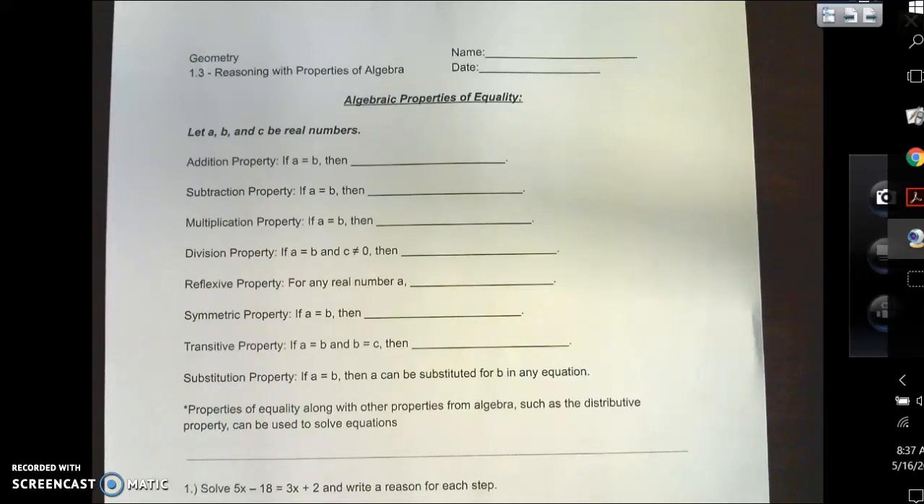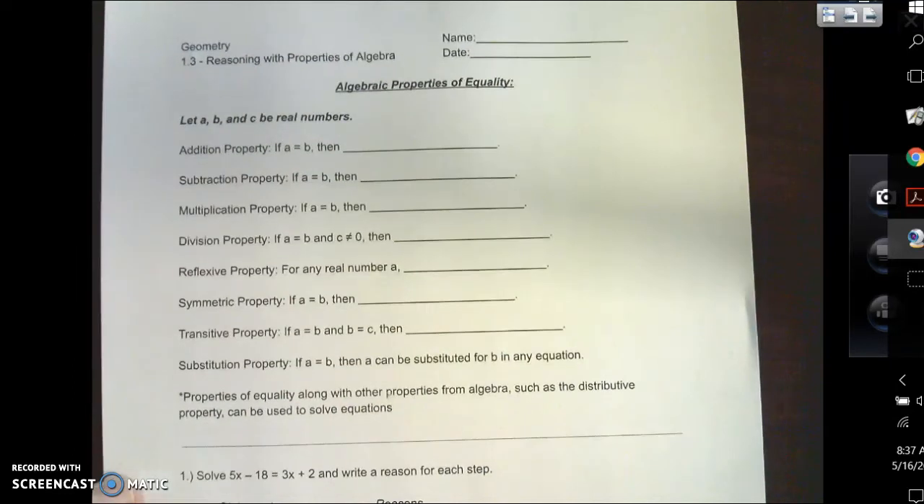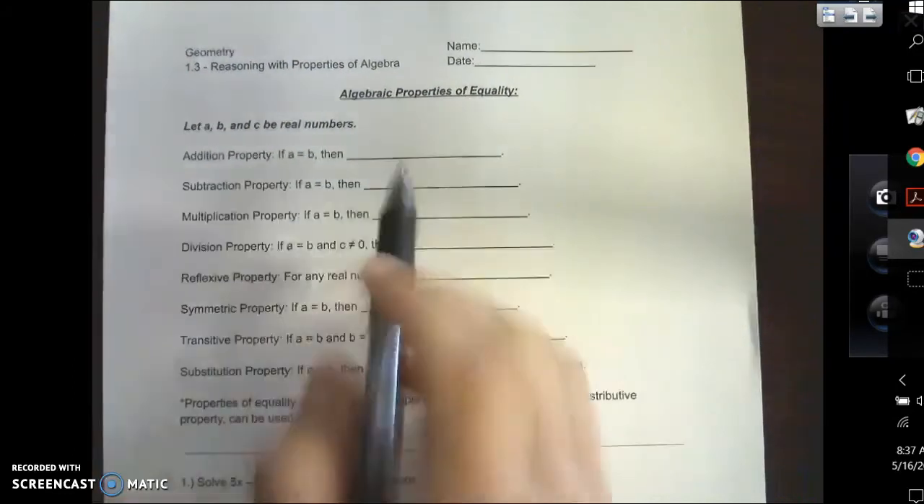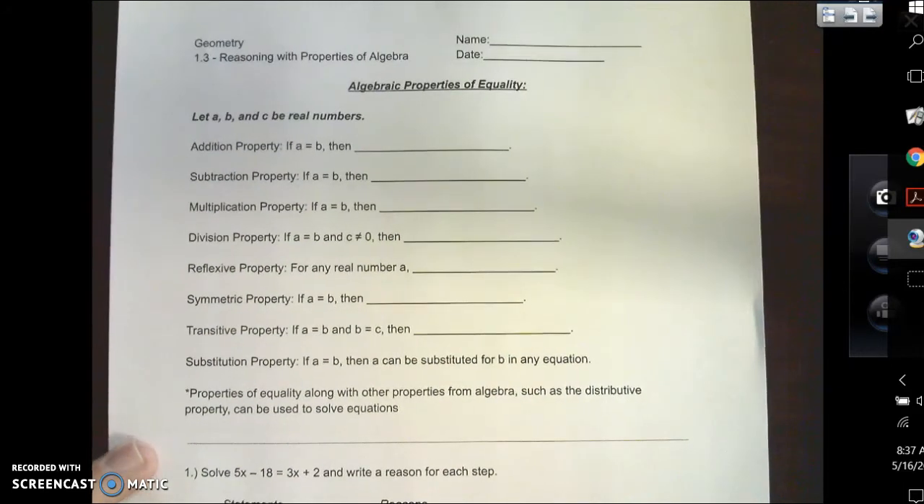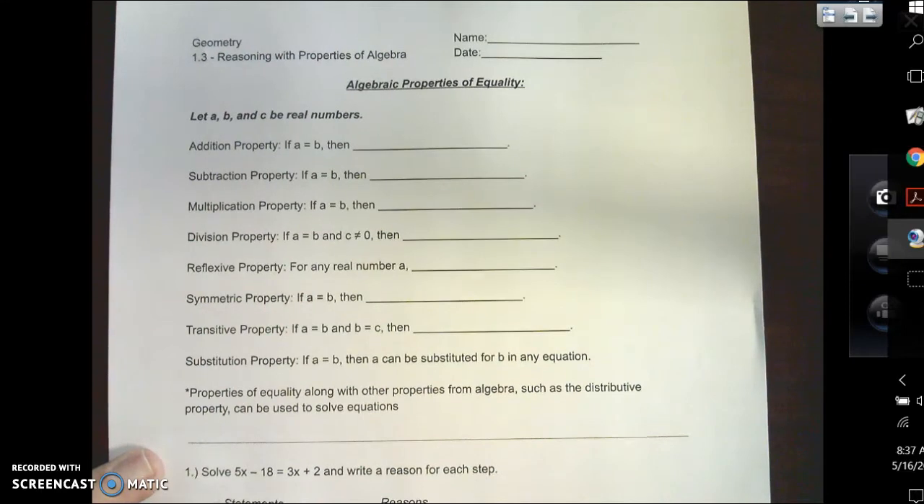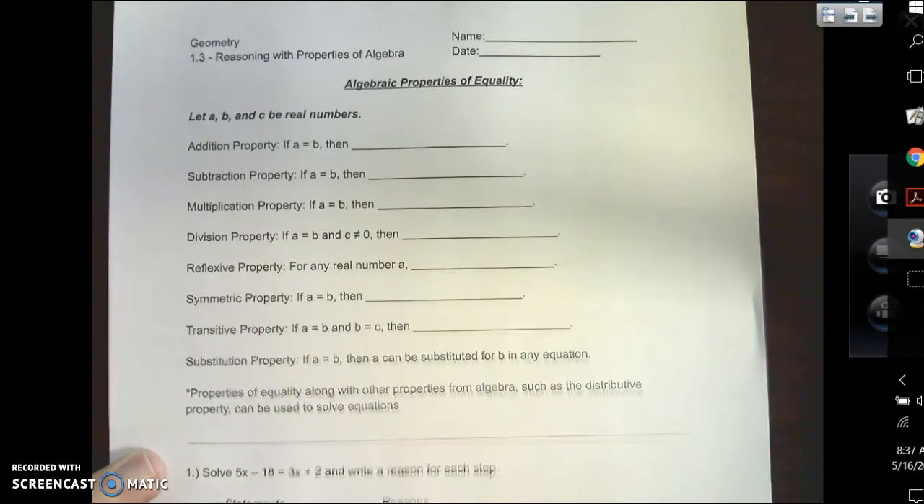Today we're going to be talking about reasoning with properties of algebra. So let's take a look at some of our basic properties and then put them to good use. So our algebraic properties of equality, the neat thing about this is that you guys have been doing this for many, many years. Okay, you really have been. So it's nothing new. What you're going to be doing is the things you normally do to solve equations, you're giving reasons behind why you're doing it now.